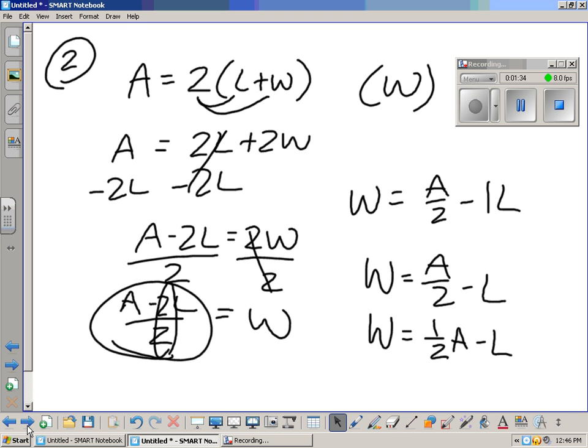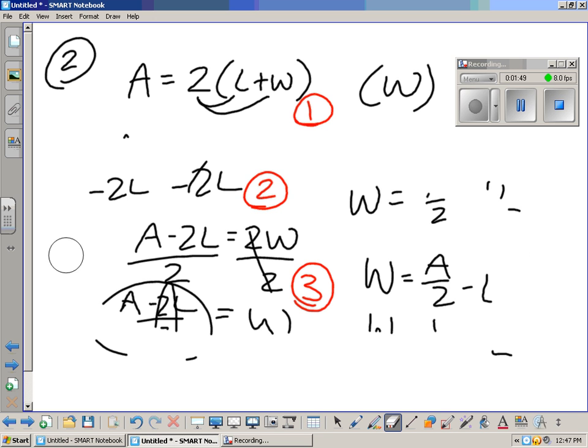In the method that we just did, we used the distributive property. That was step 1. We subtracted 2L, which is step 2, and then we divided by 2, which was step 3. You'll notice that when you do these problems, you'll find faster ways to do the same problem. So let's do the same problem, but let's use fewer steps.